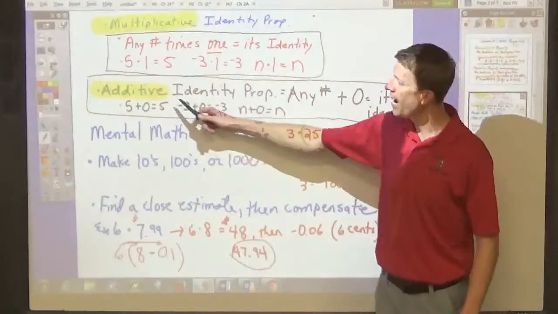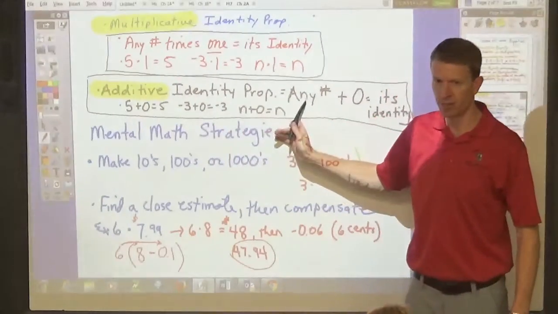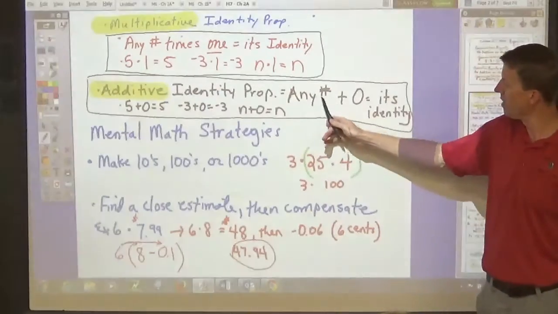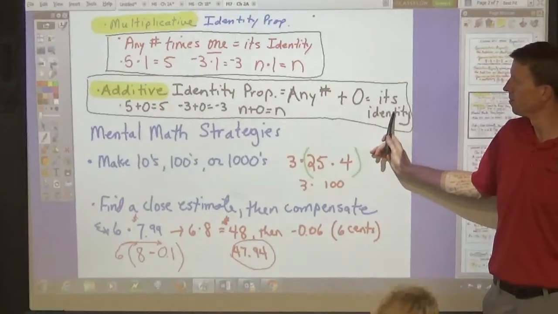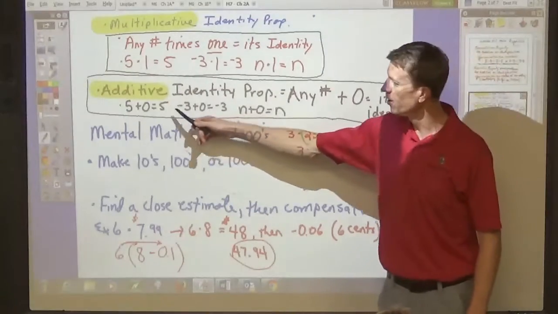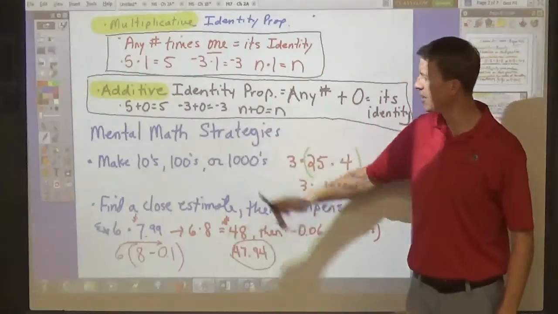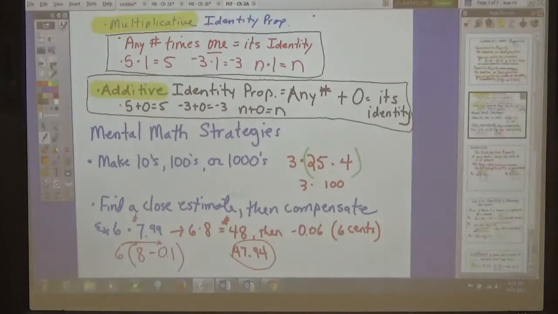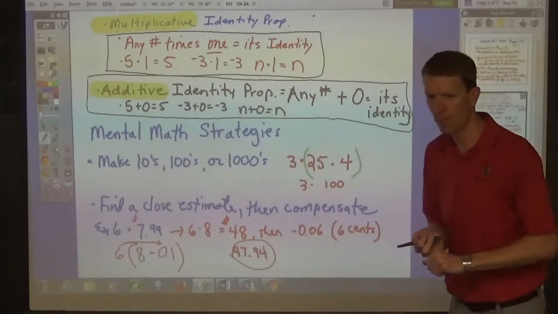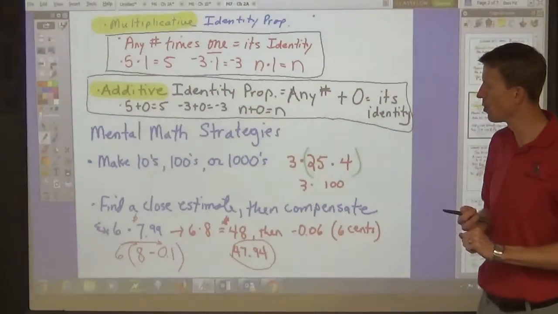Then there's also an additive identity property. Any number plus 0 identifies the number. So 5 plus 0 is 5. Negative 3 plus 0 is negative 3. Any number plus 0 equals that number. Okay? Now I know that you know the answer, but now you know that it's called the additive identity property, because you'll have to be familiar with these properties as you go through algebra.